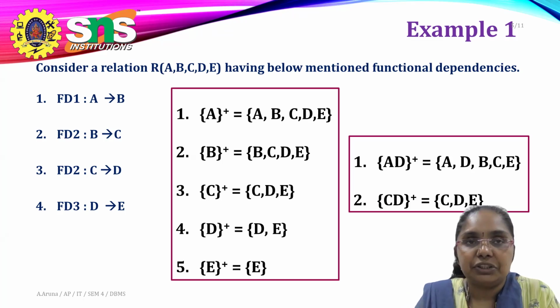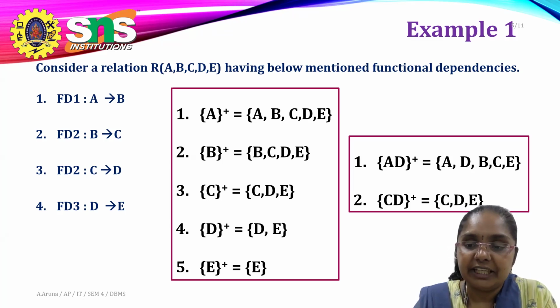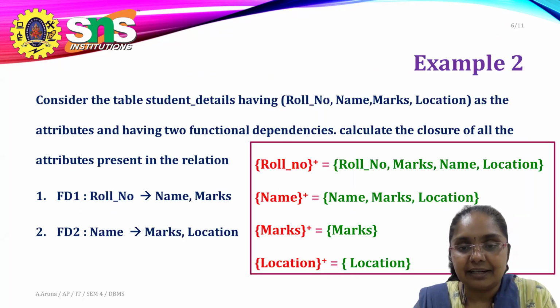So by using attribute closure only, we can identify all the possible super keys and the candidate keys present in the relation. Similarly, I'm giving 2 more examples. If you calculate this, the same applies. Here you have 2 functional dependencies. If I take the roll number closure, I have to put roll number on the right side. Through roll number, I can identify name and marks. That I have to put over here. Through name, I can identify marks and location.